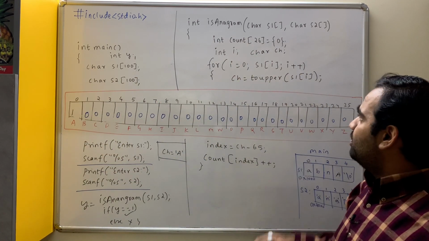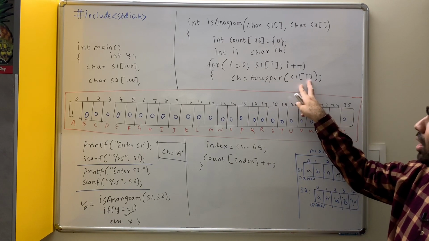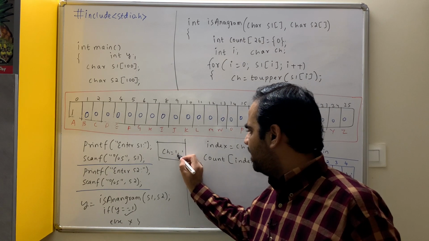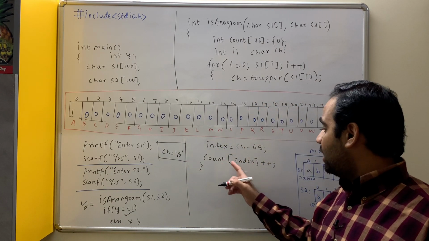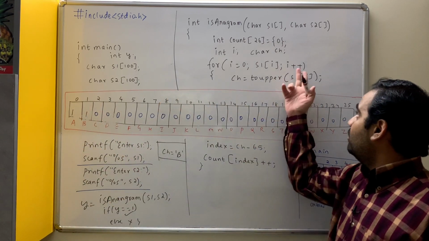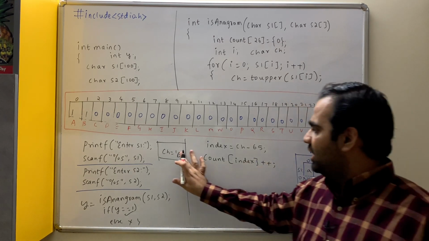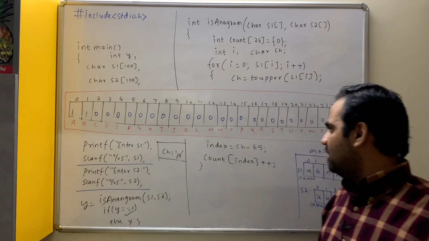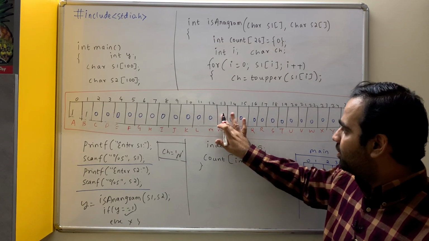Now you say I plus plus, the value of I becomes 1. It is B, not null. toupper means it becomes uppercase B. Now ch minus 65 will be 1. Therefore you say count of 1 plus plus. Again you say I plus plus, I becomes 2, it is n. toupper of n means it will become N. Now you calculate N minus 65 will be 13. You say count of 13 plus plus, it is 1.